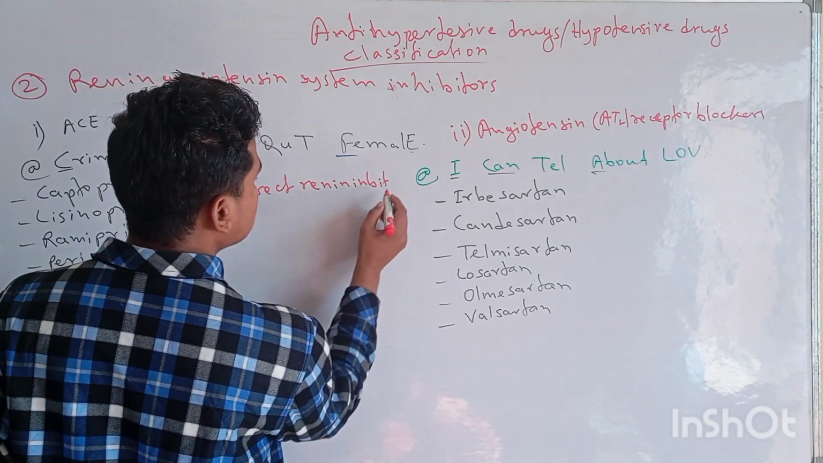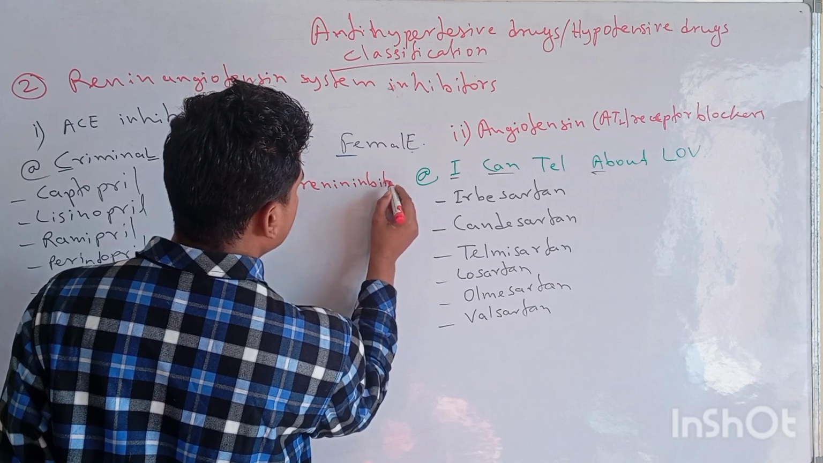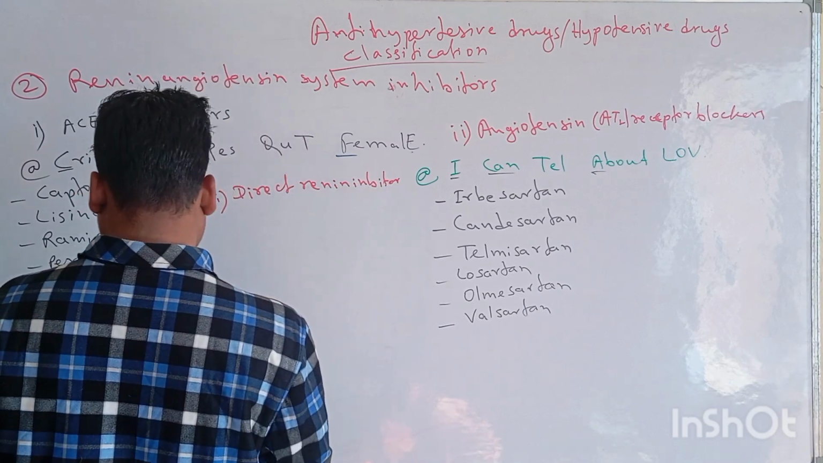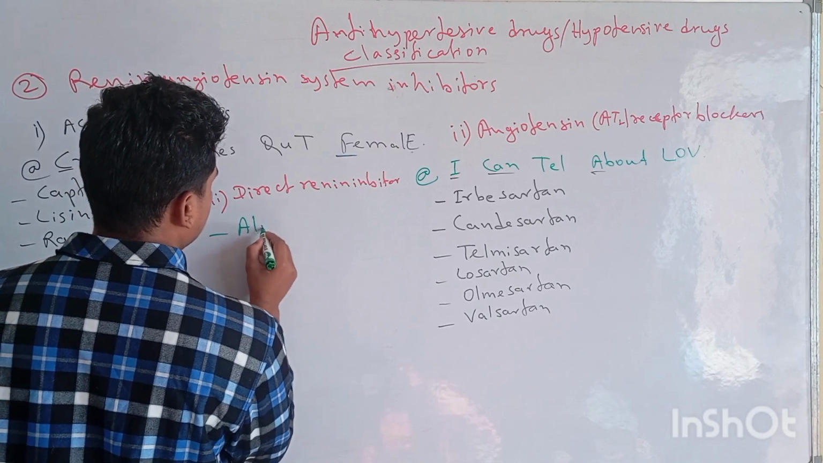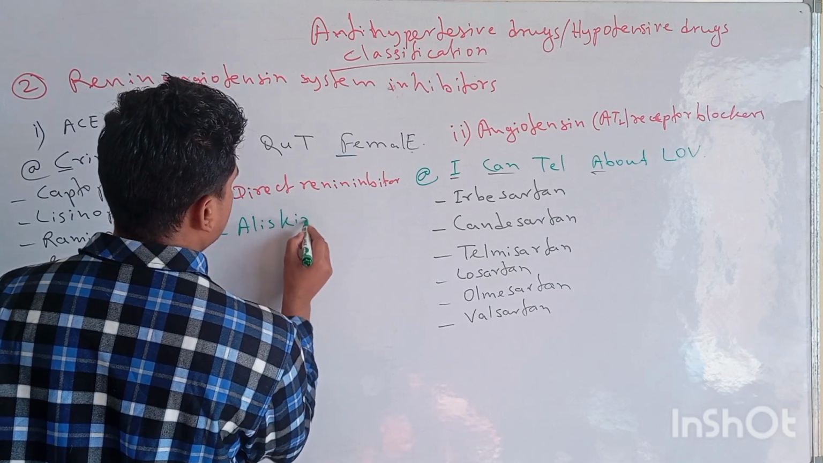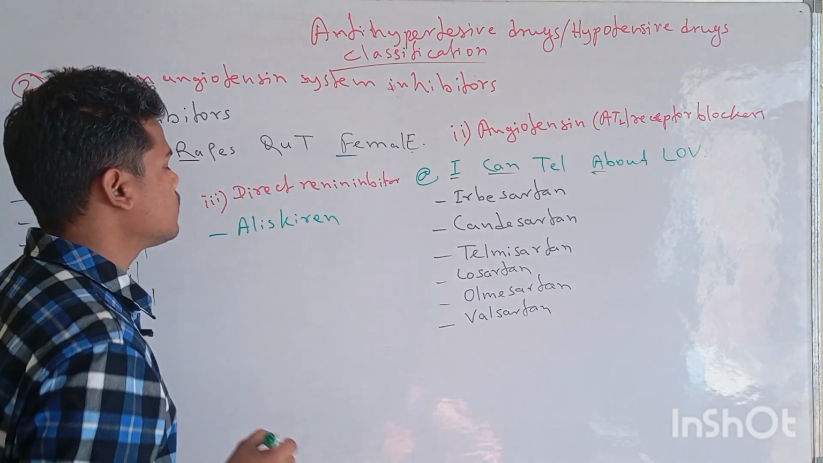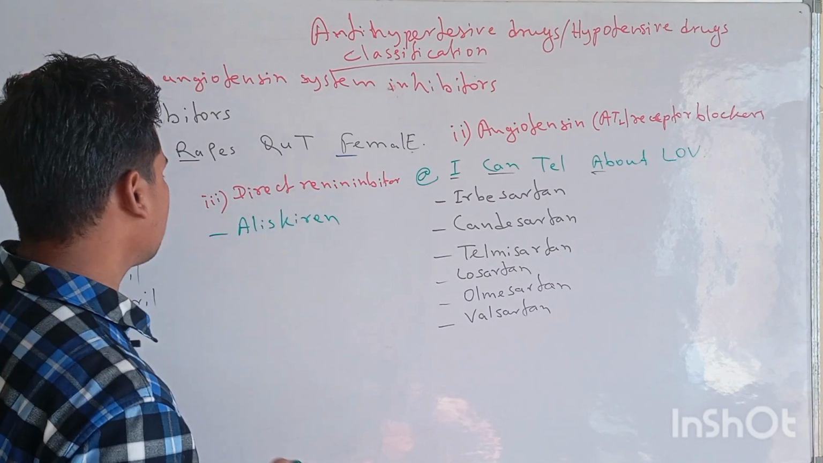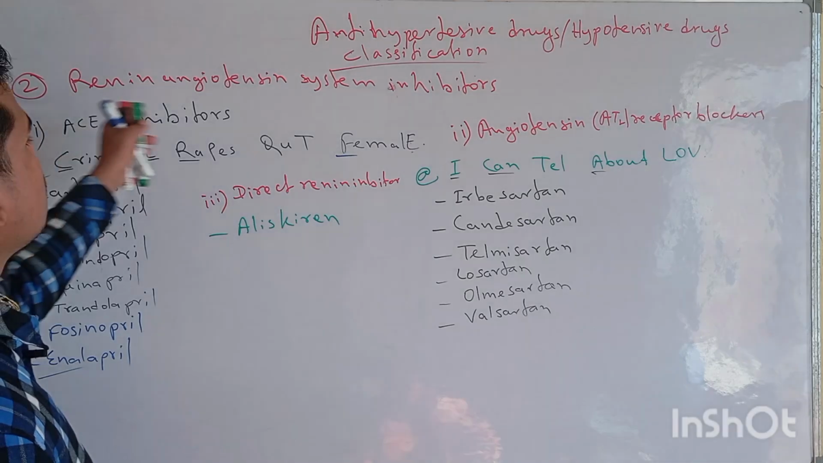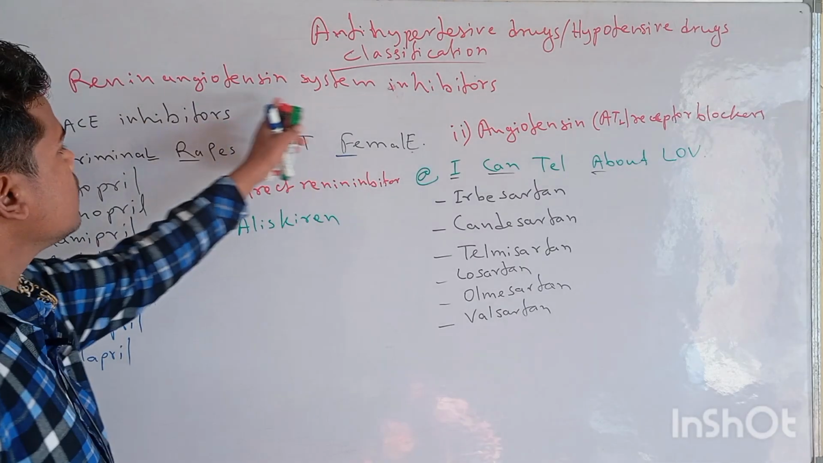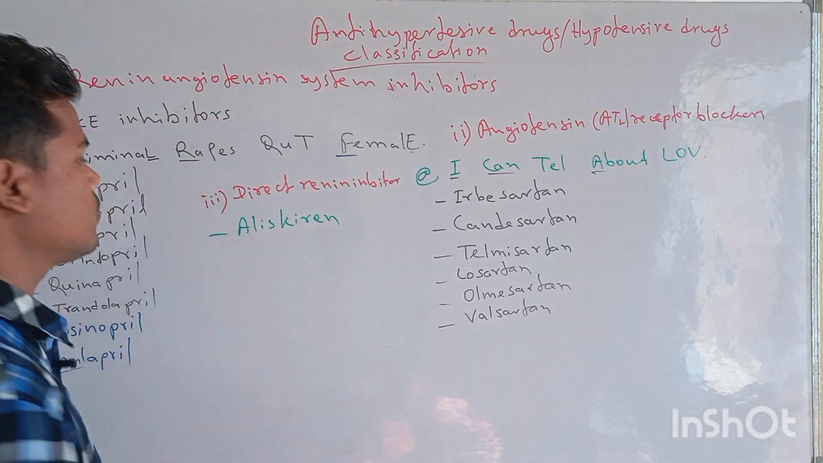Direct renin inhibitor, very important drug, that is Aliskiren. You can pronounce whatever you like. So these are the renin angiotensin system inhibitors.